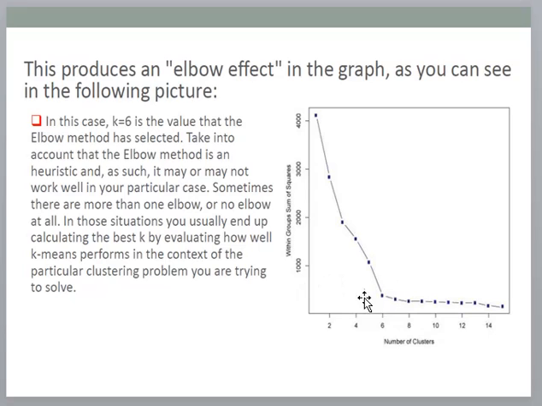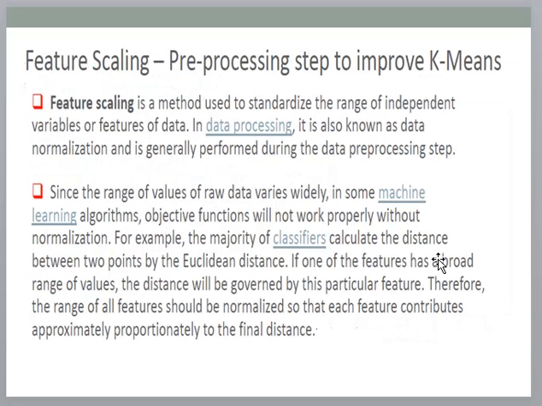So at that point you can select your number of clusters. For this specific example we can take 6 as the optimal number of clusters. So this is another way to select the value of k for your k-means clustering problem.